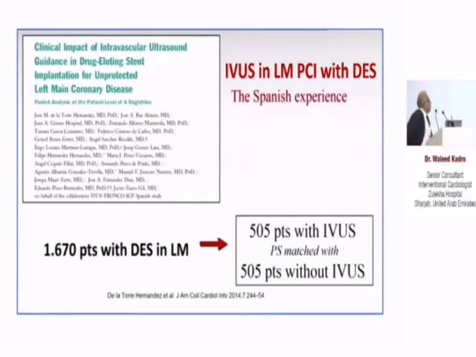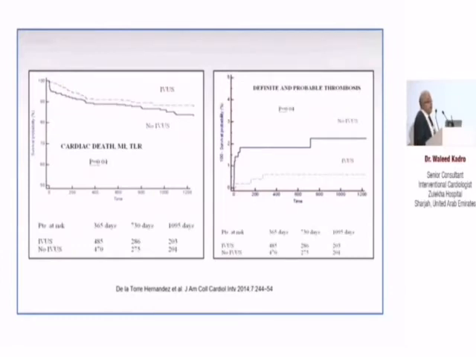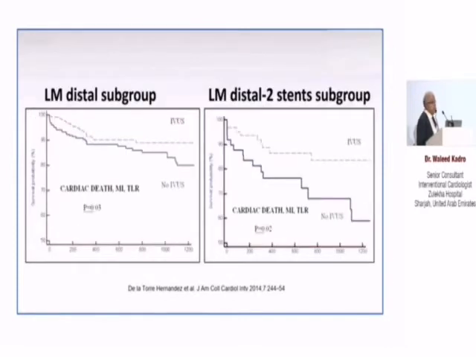So if we go a little bit Western, this is the Spanish experience where they had a case match of 500 cases, using IVUS or not using IVUS. And with that, they got improvement in the total endpoint, whether cardiac death, MI, or target lesion revascularization, and significant reduction in the most important thing, that's stent thrombosis. So using IVUS is not going to improve just the outcome, but it's going to prevent the bad result.